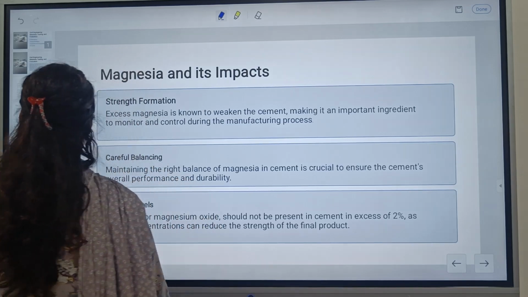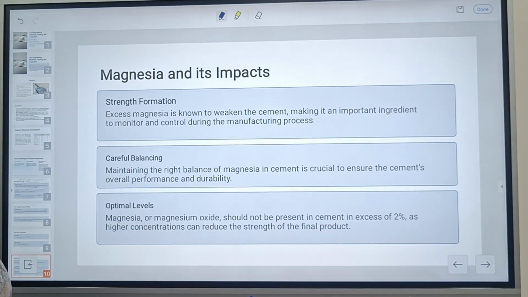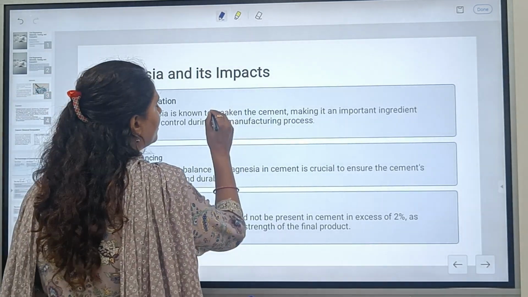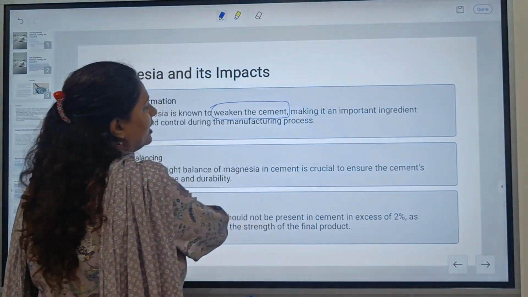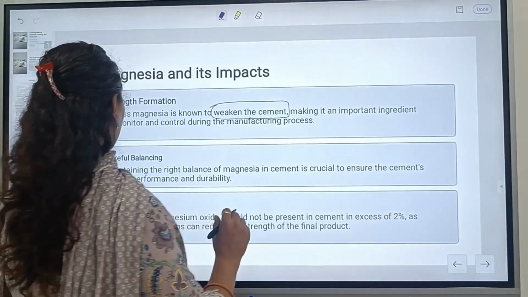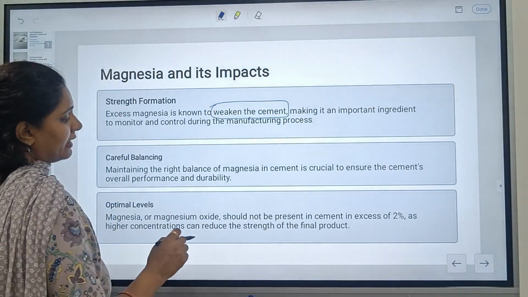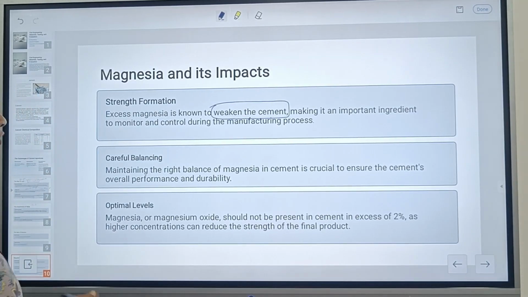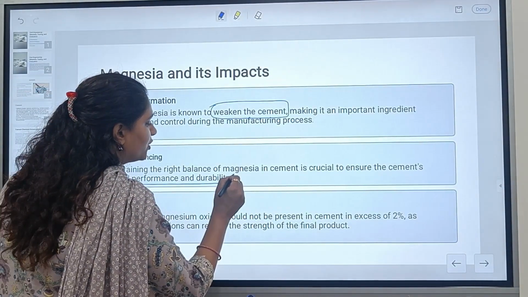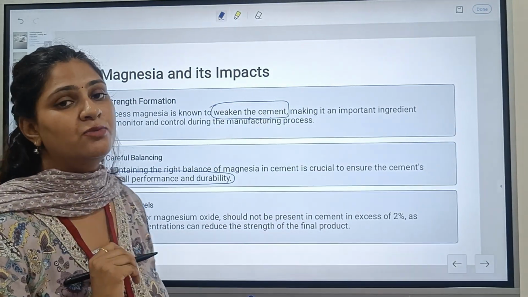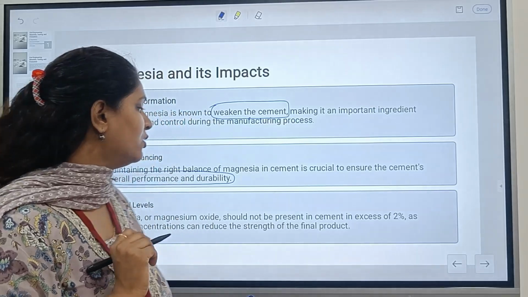Magnesia and its impact. What is the role of magnesia? Excess magnesia also weakens the cement. It is going to weaken the cement if it is in excess proportion. Maintaining the right balance is very important for the overall performance and the durability, because we have seen in so many structures there are durability problems related to that.